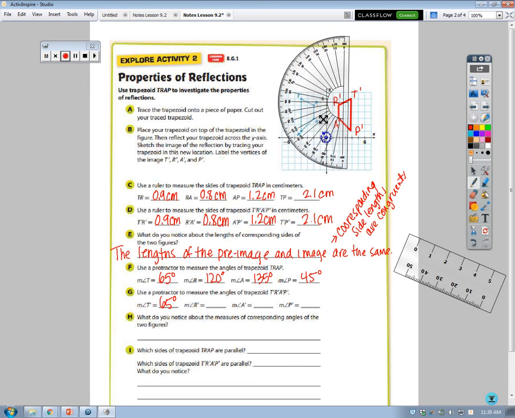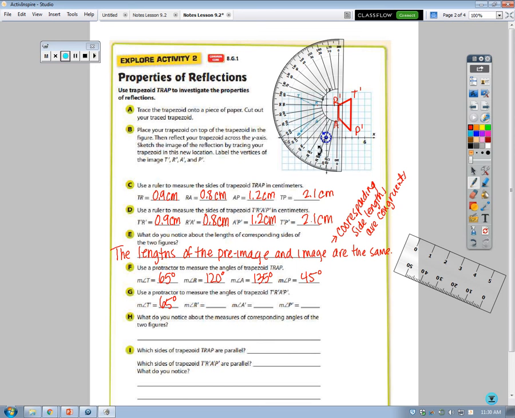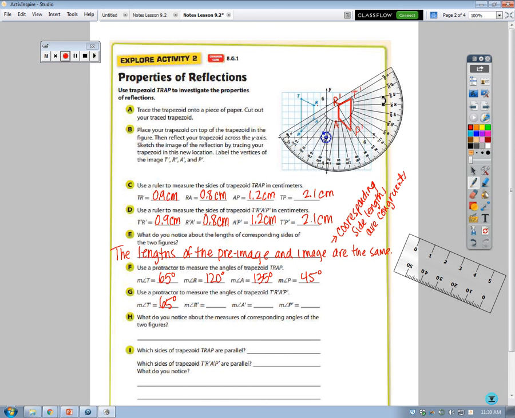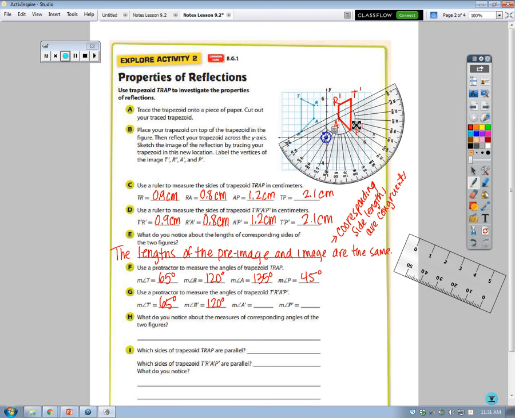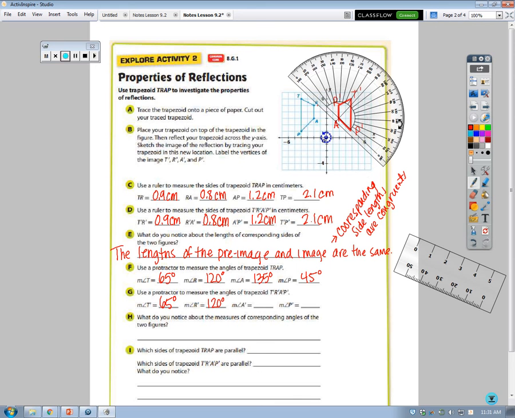Slide over here to R. I have to spin my protractor around and line it up. And it looks like we're looking at about 120, 90, 100, 110, 120. Yep, so about 120 again. 120 degrees for the measure of angle R prime. Slide over here to angle A prime. Line up my protractor. Looks like we're looking at about 135 again, right in between 130 and 140. So we've got measure of angle A prime, 135 degrees.